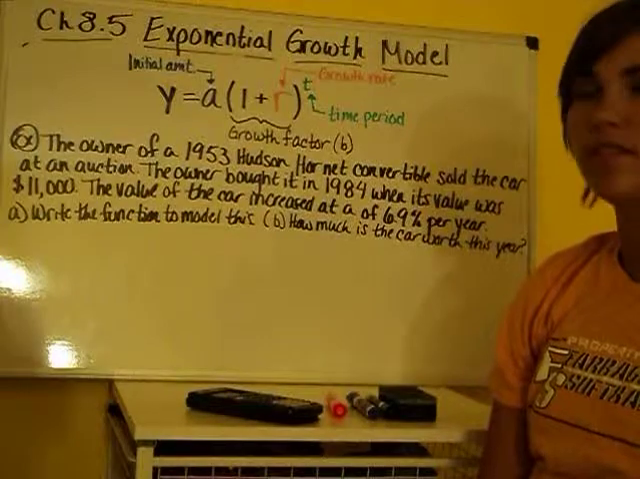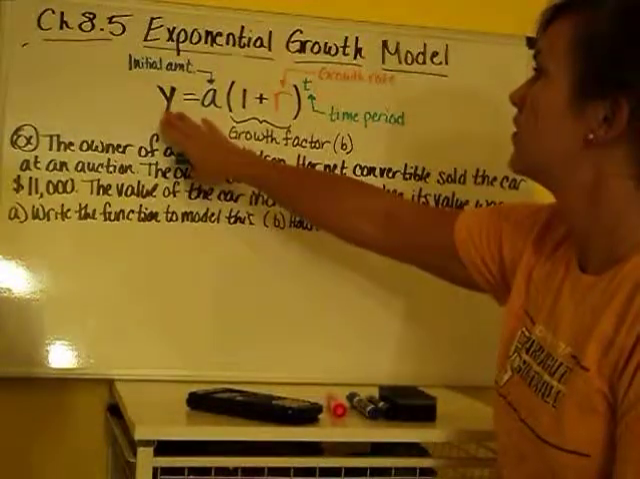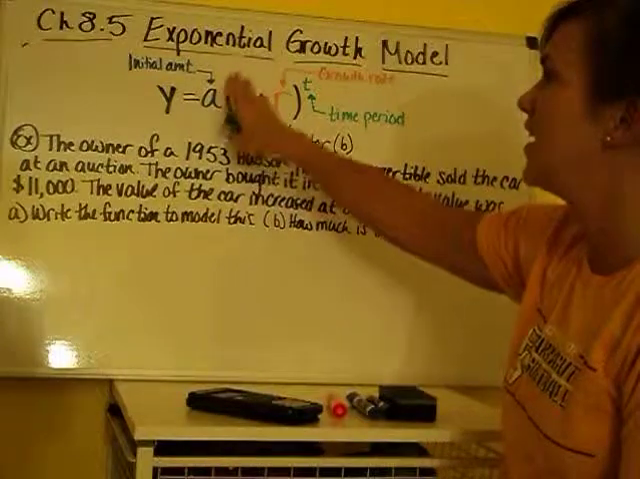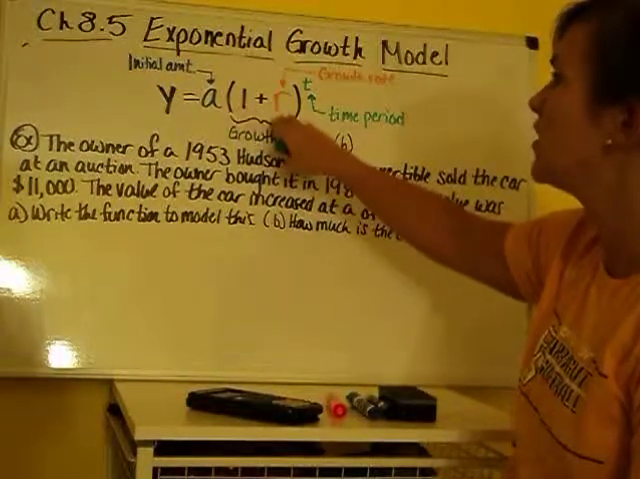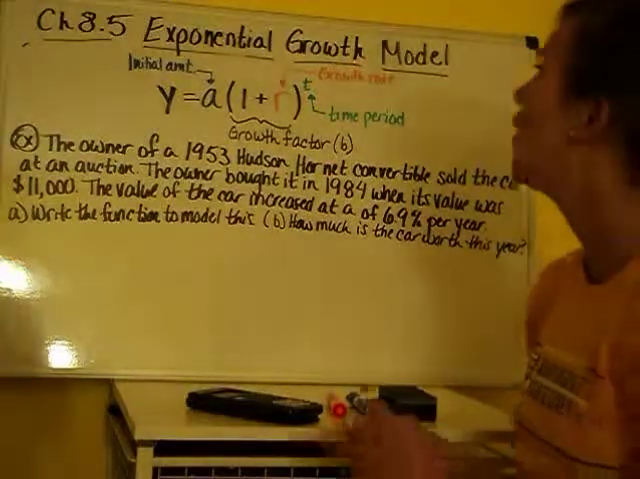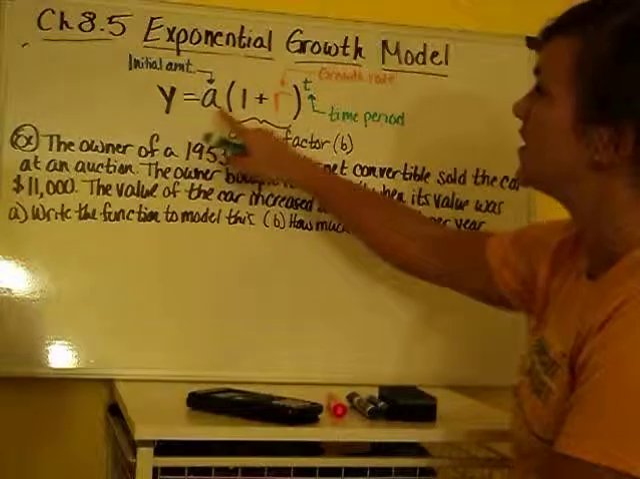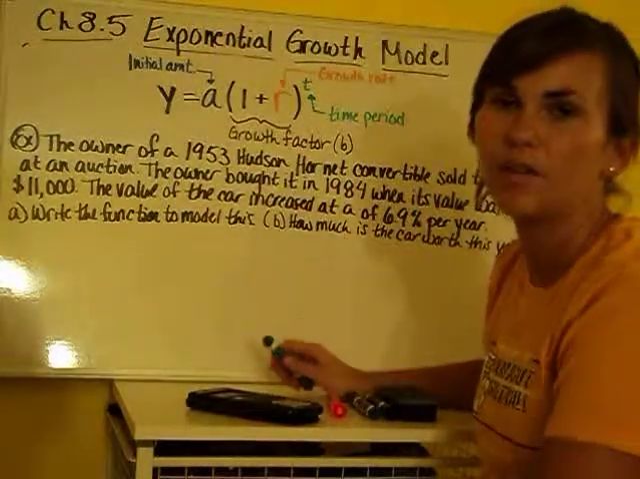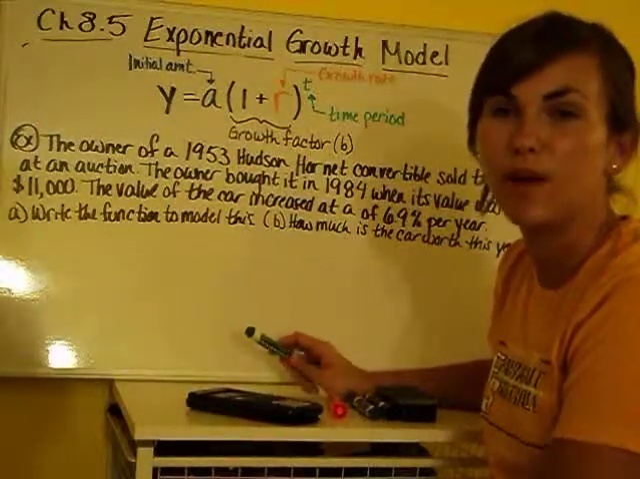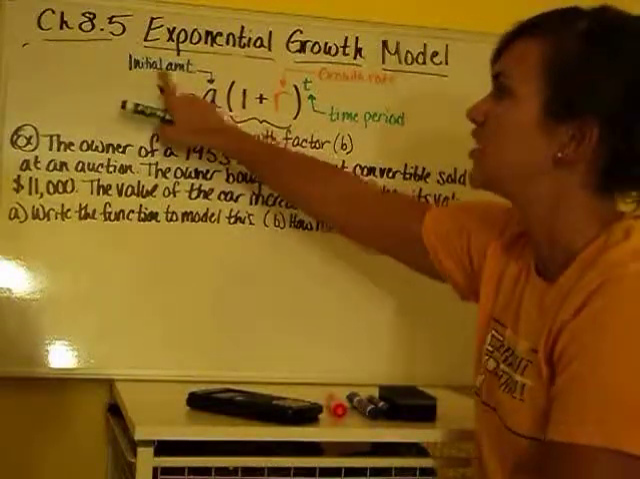exponential growth model. Here we have an equation. Y equals A times the quantity 1 plus R to the T. This is our exponential growth model. Now if you notice here, this A is the same A that we have been speaking about for the last 2 days, except here in a real life situation, it is the initial amount.